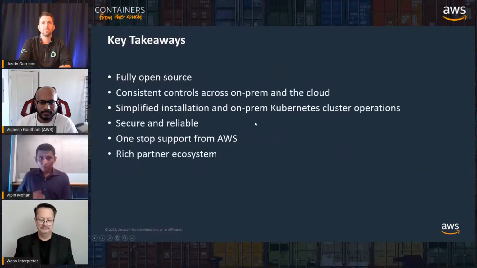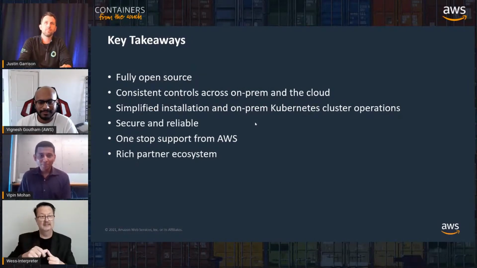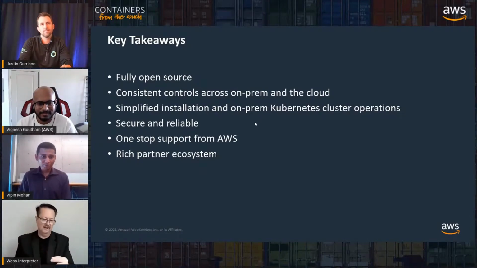So I think we are almost there. And just to summarize today's talk, key takeaways are, we are super excited to let you know that EKS Anywhere is now GA. It's been GA for about a month now, and you get simplified installation and on-prem Kubernetes cluster operations. You can set up a highly available Kubernetes cluster control plane on-prem. And deployment is through Cluster API.